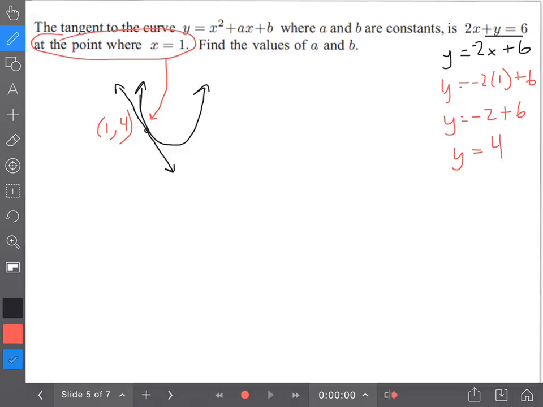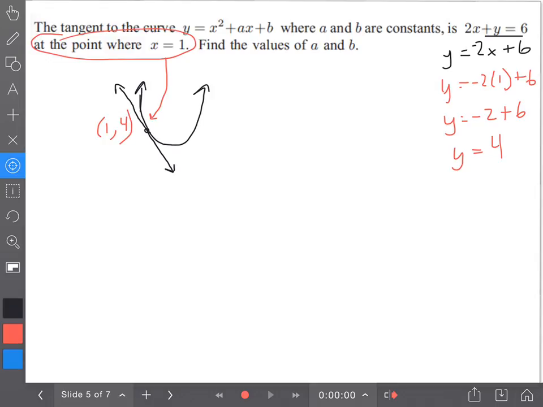Now, this leads us to a very important piece of information. Anytime that a line is tangent to a curve, that tells you two things. Number one, they have the same slope at that point. And number two, they actually share that point. Because of that, you can generally get two equations from any situation. Now you may not think that's helpful, but in this case, I've got two variables, a and b. How do I solve for two variables? Well, I'm going to need two equations.